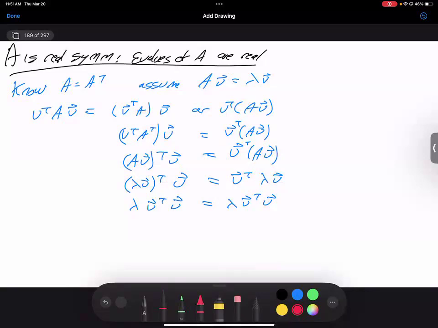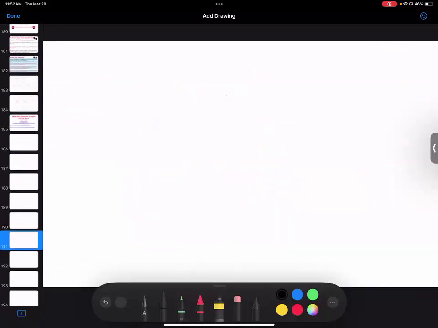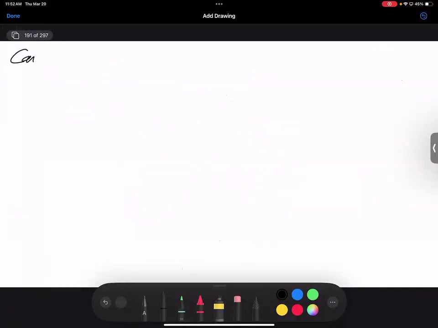Is it possible for V transpose V to be 0 without V being 0? Just a side note, lambda is in R if A equals A^H. And these are called Hermitian matrices. So this is the complex generalization of real symmetric, if you equal your complex conjugate transpose. So, can V transpose V equal 0?